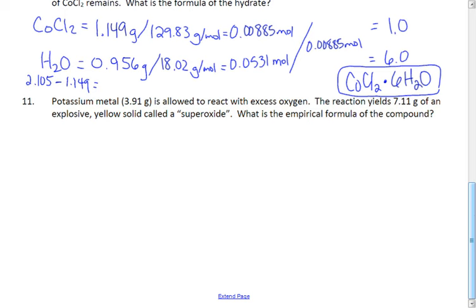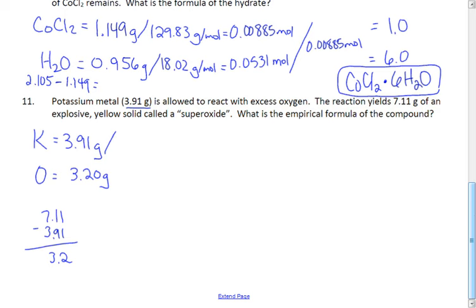Okay, we have potassium reacting with oxygen. So whenever it forms a compound together, we'll have these 2 elements involved. And we have 3.91 grams of the potassium to start with. And once it reacts, it yields 7.11 grams of a superoxide. So we need to take our total mass, subtract how much of it is the potassium, and that's going to leave us with the quantity of oxygen.